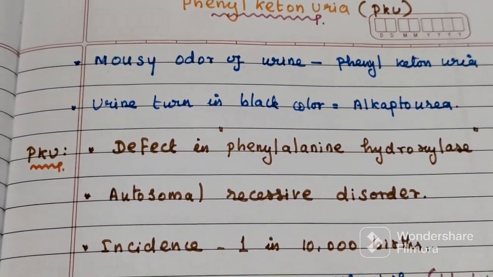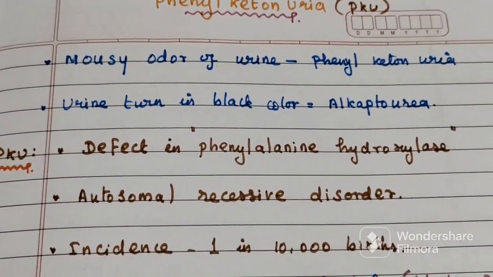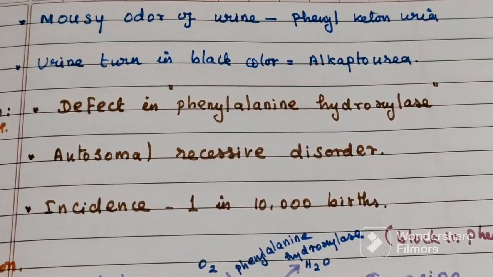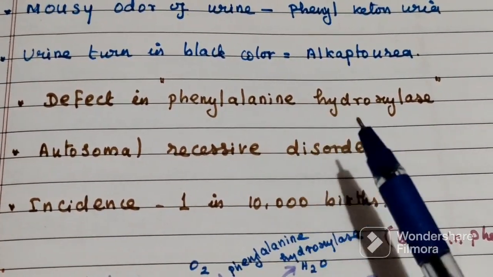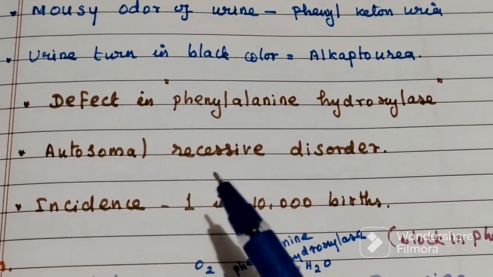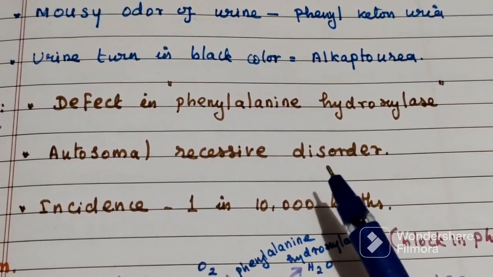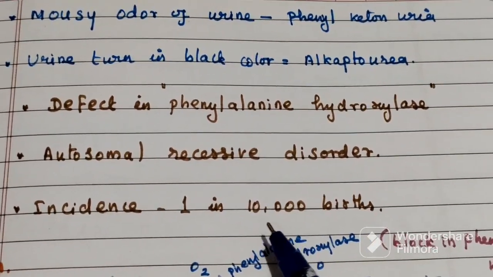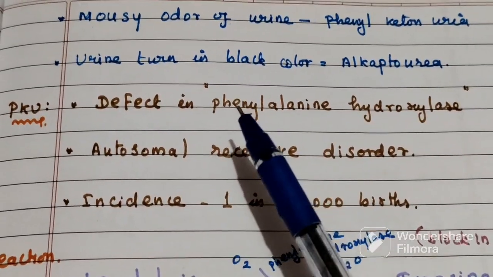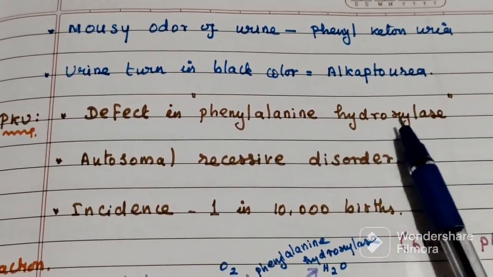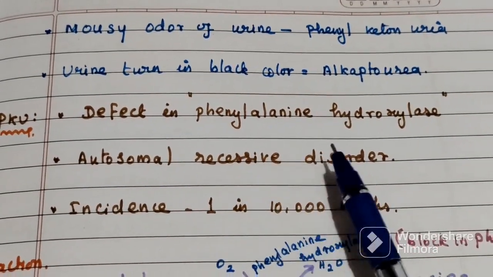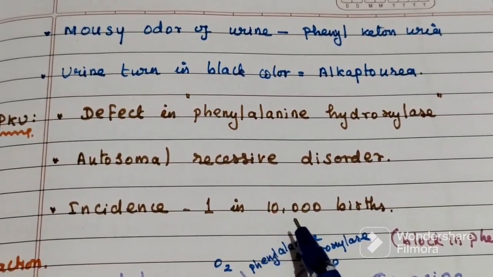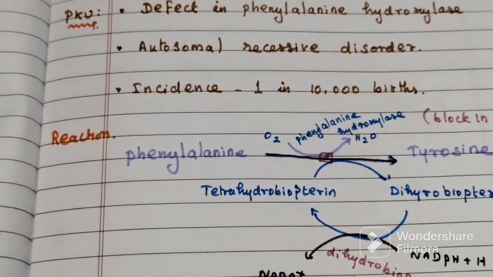Now, what is PKU? Phenylketonuria. It is due to a defect of the enzyme phenylalanine hydroxylase. What is the enzyme name? Phenylalanine hydroxylase. It is an autosomal recessive disorder. It is most common, and the incidence is 1 in 10,000 births.